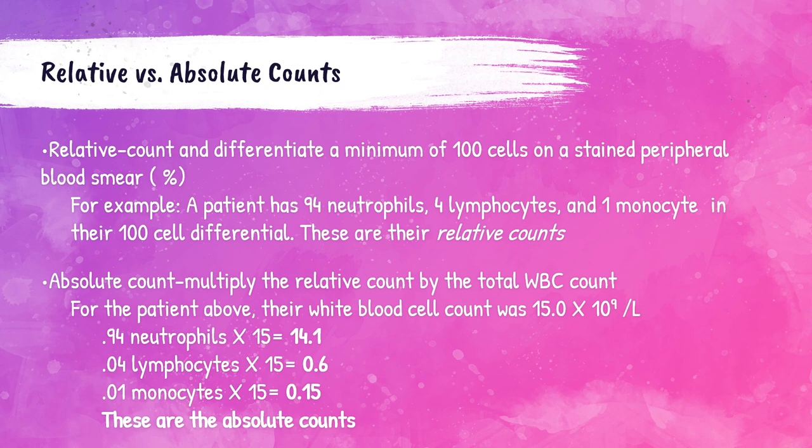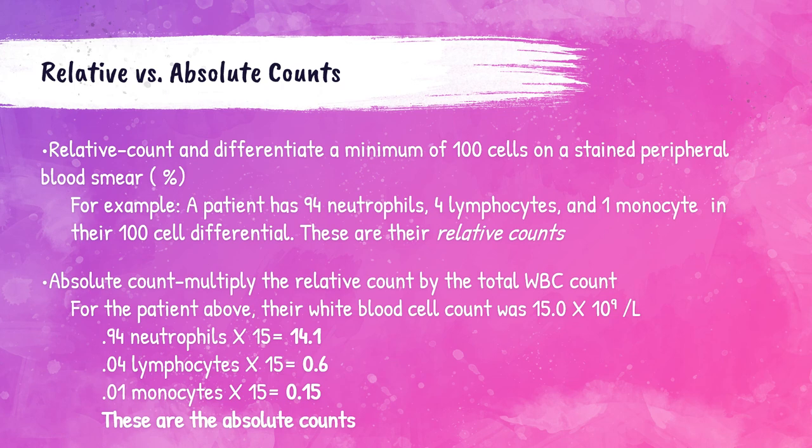If the analyzer detects an issue or abnormality with the blood cell differential, it will notify the laboratory professional and they must make a peripheral blood smear of the patient, stain that peripheral blood smear, and then do a manual differential under the microscope. Now, there are two different counts that are related to blood cell differentials. So these are the relative count and the absolute count.